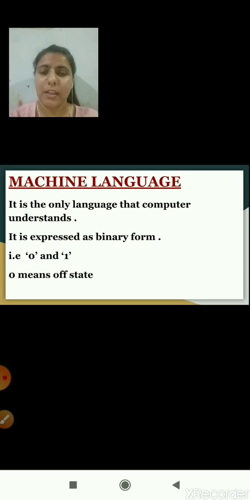Machine language. It is the only language that the computer understands. It is expressed in binary form, means zeros and ones. Programs written in machine language are written in the form of binary language. That is, 0 means off state and 1 means on state.